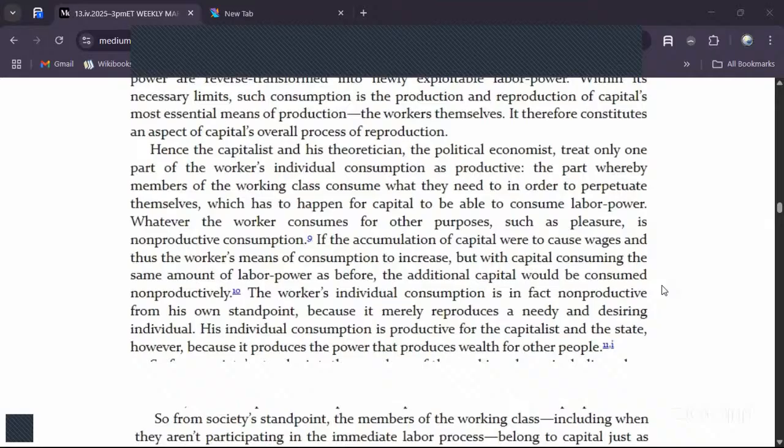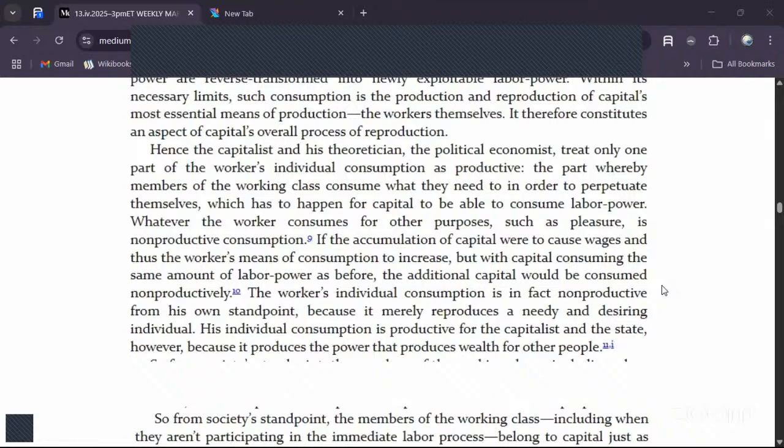If the accumulation of capital were to cause wages and thus the worker's means of consumption to increase, but with capital consuming the same amount of labor power as before, the additional capital would be consumed non-productively. The worker's individual consumption is in fact non-productive from his own standpoint because it merely reproduces a needy and desiring individual.